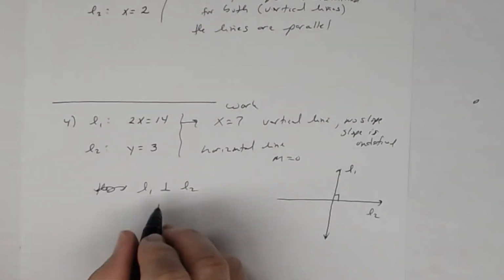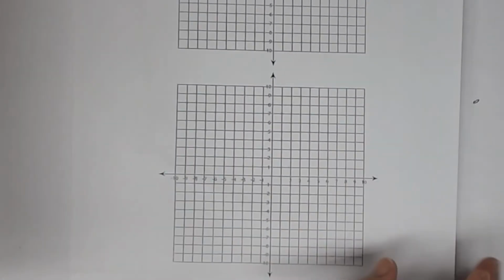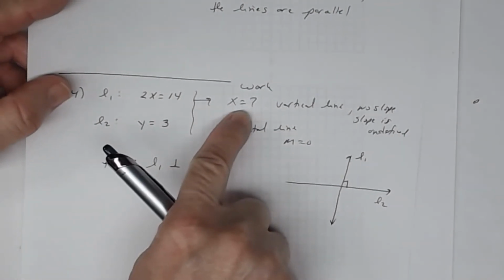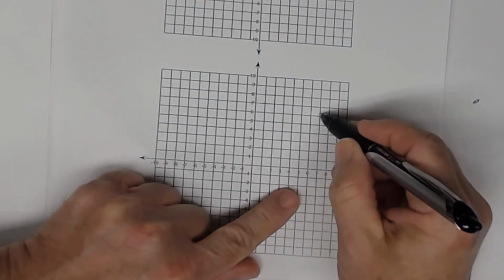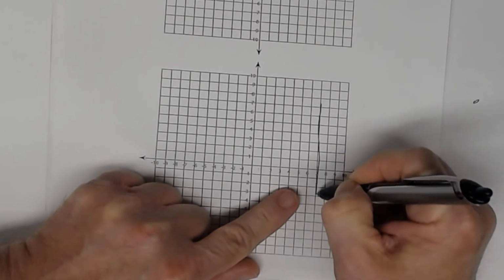All right, and I just want to show you, let's look at that in terms of this graph. So x equals 7, remember how to graph this, that means x always equals 7. So that's going to be here. X always equals 7, so that's a vertical line.